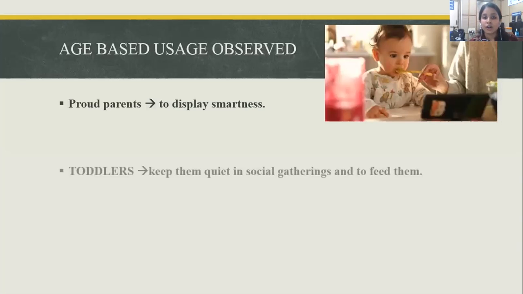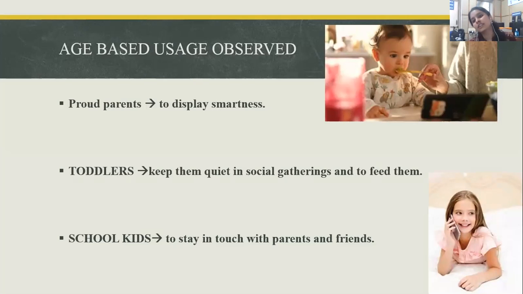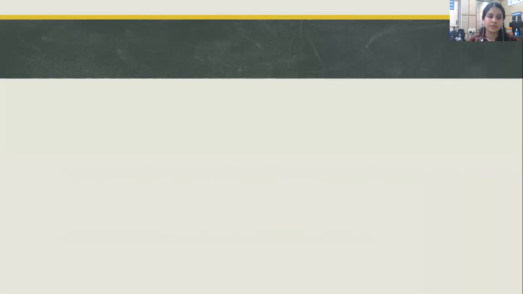And in toddlers, most often parents give them phones to keep them quiet in social gatherings, like if there is a function or a restaurant, so that the child doesn't scream and gets preoccupied in this kind of usage. In slightly older children, maybe in school age, they can connect themselves to parents or friends after school or something. So this is how they use it.